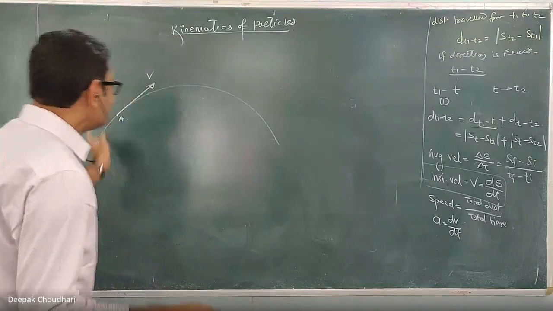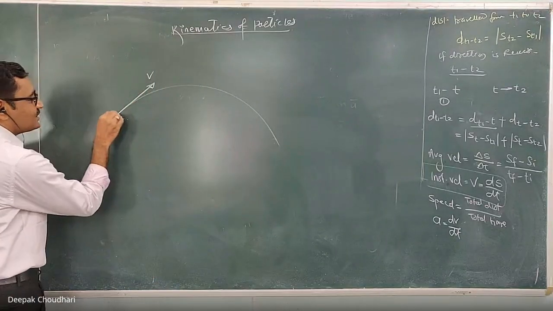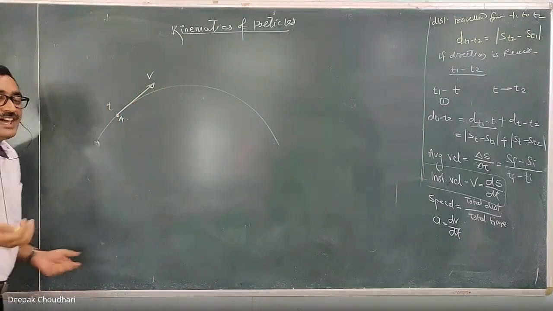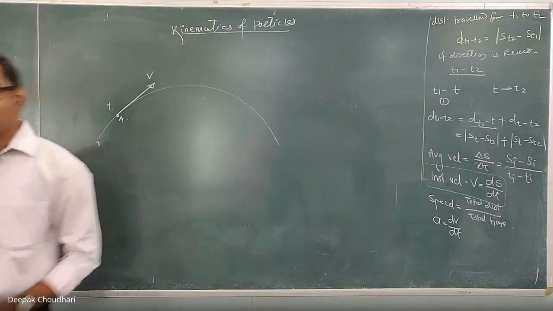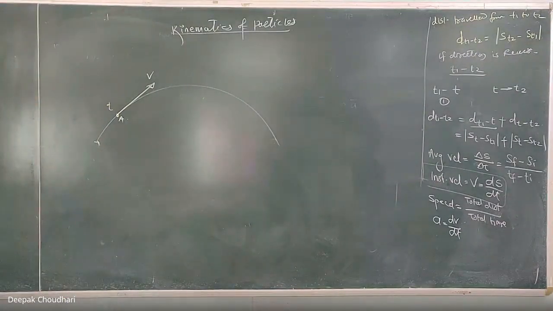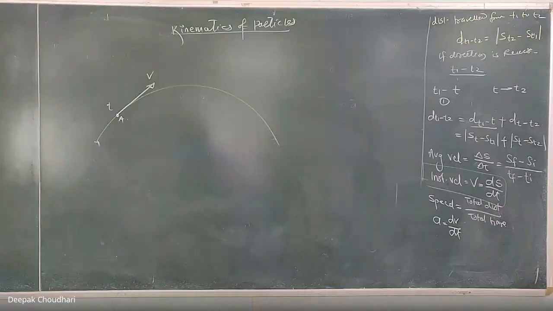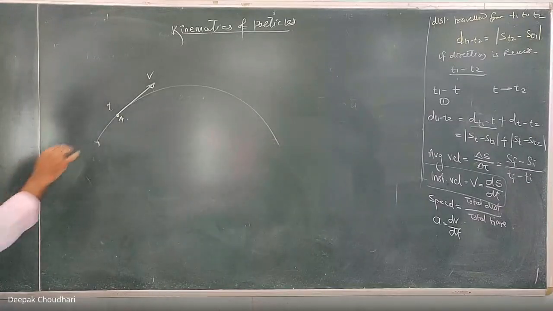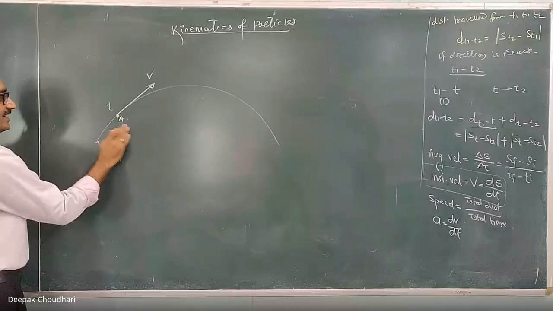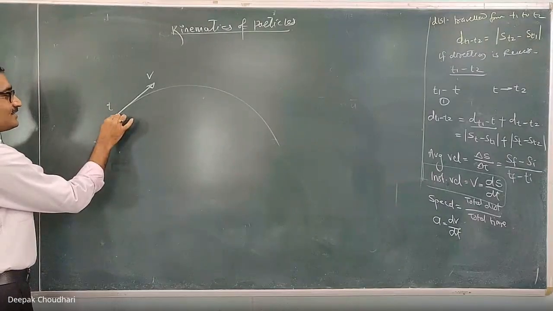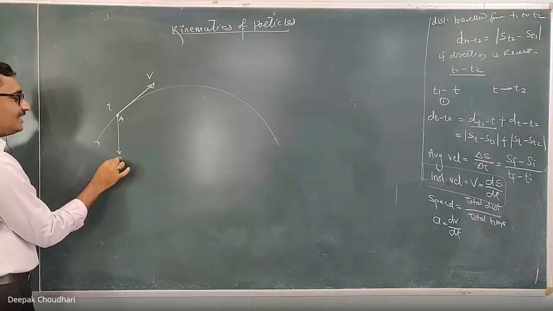Now, if it is projectile motion, at this instant of time t, what will be the direction of acceleration? In projectile motion, in which direction does the acceleration act? It stays downward, sir. Here it is vertically downward. Am I right? So during projectile motion, the acceleration vector is always vertically downward.